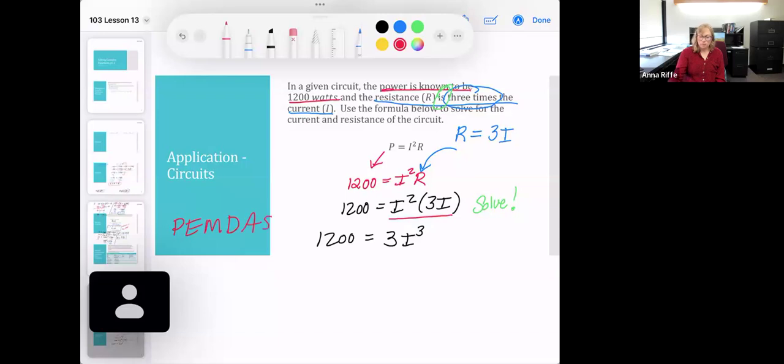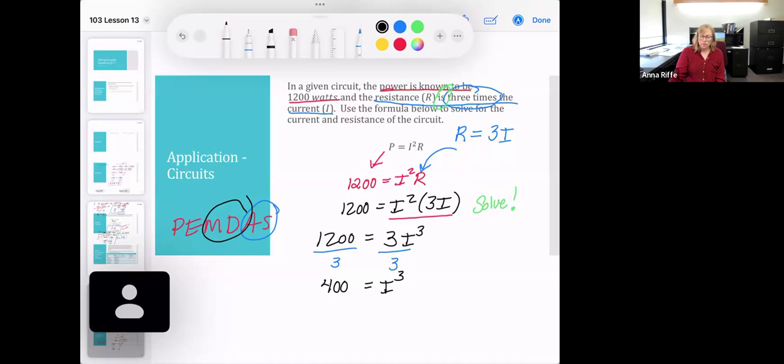PEMDAS tells me to do addition, subtraction first. There's nothing left to do there. So I'm going to move to multiplication, division. I'm going to undo that multiplication by dividing both sides by 3. 1200 divided by 3 is 400, which is equal to I cubed.